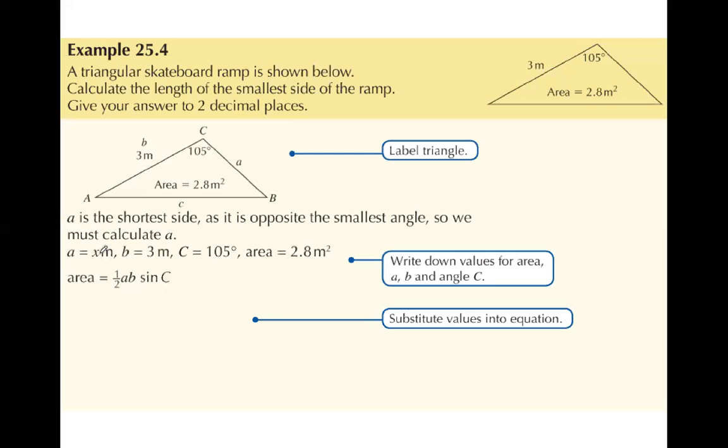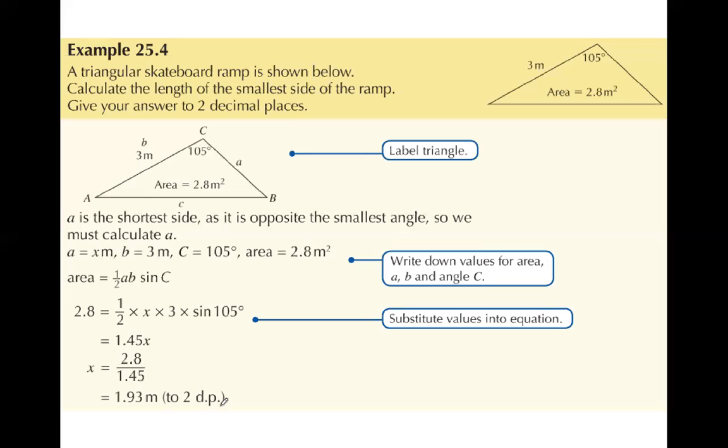You just write A as X meter, we're looking for X, B is 3 meter, C is this angle here, and the area is 2.8. So use the area formula, half of AB sine C, just like we did earlier on, half of X times 3 times sine 105, and 1.5 sine 105 is 1.45. You divide 2.8 by 1.45, and you get 1.93 to 2 decimal places.